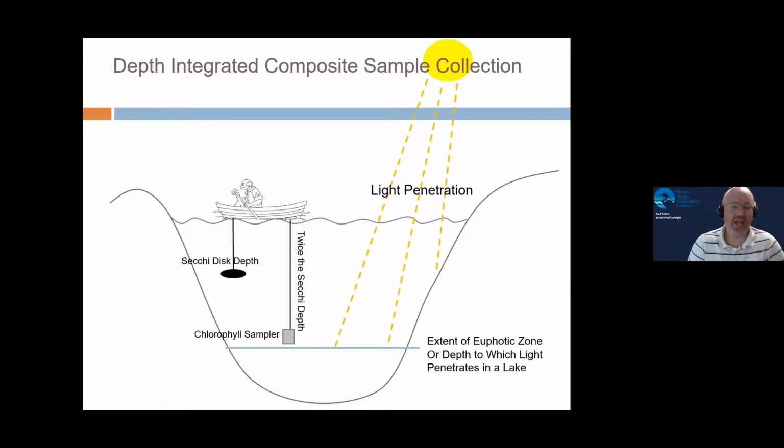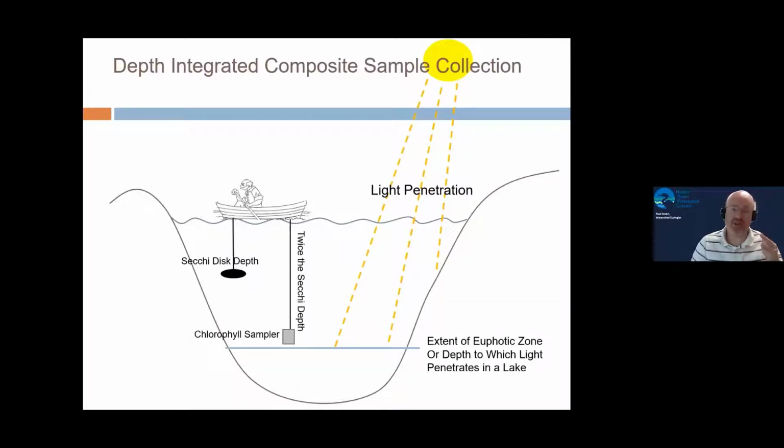But for chlorophyll, we're not doing this at the Secchi depth. We're doing it at twice the Secchi depth. So this is what we're talking about when we're talking about depth integrated samples. And the reason for this is the light of the sun can penetrate to approximately twice the Secchi depth. So even though you can't see down there because it's beyond your visibility, that doesn't mean the sun isn't getting down there, right? So the sun is penetrating to that depth.